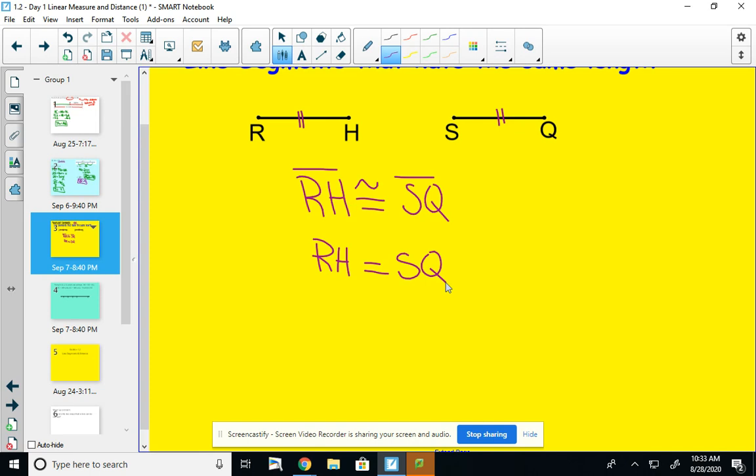So when we use a congruent sign, we're comparing two defined terms. So two segments, 2 points, 2 lines, 2 planes, whatever. When we have an equal sign, we're talking about real world numbers. So either you have the line segments and you have the squiggle to show congruence, or you do not have the line segments and you use an equal sign. So here RH is congruent to SQ.